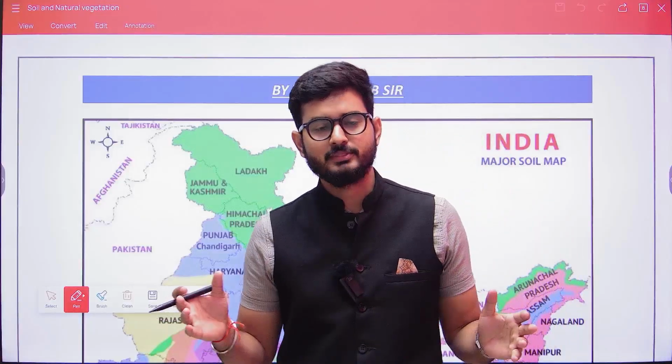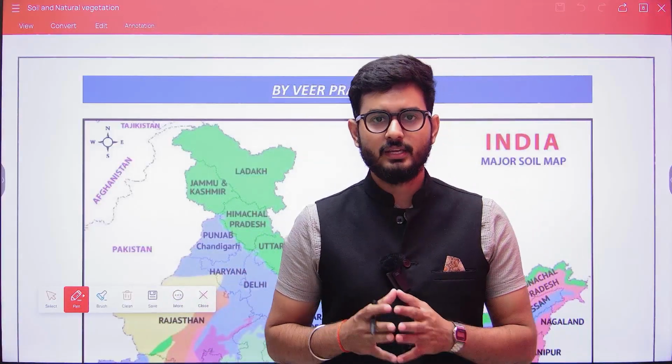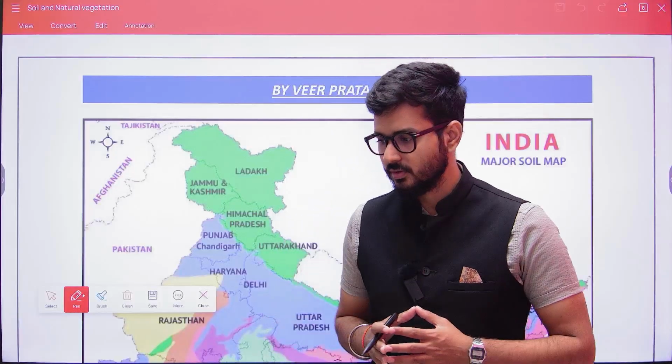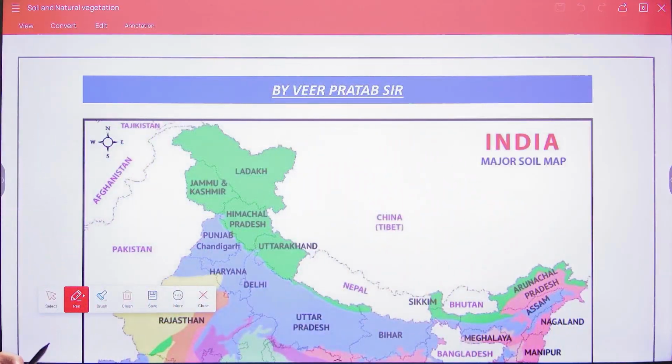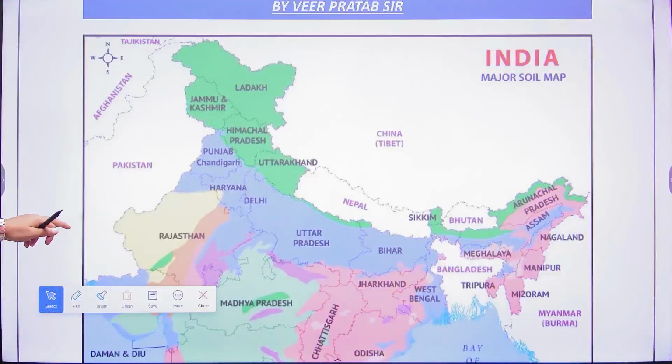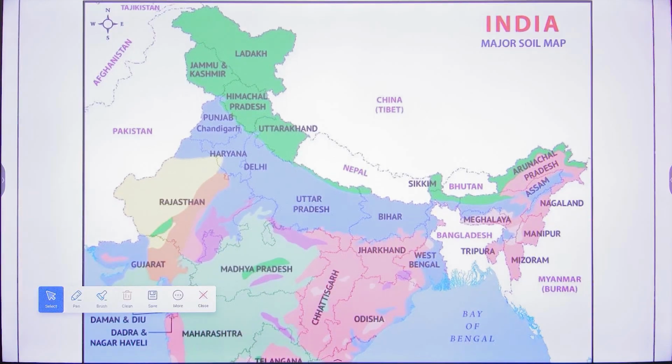My name is Veer Pratap Singh, and today, my dear friends, we shall be discussing the topic of soils and natural vegetation. Here, as you can see, I have added a map, and in this map you can see the whole of India. Here you can find a soil map.